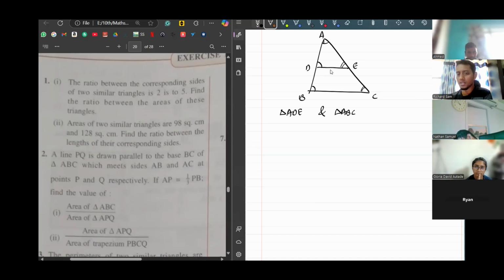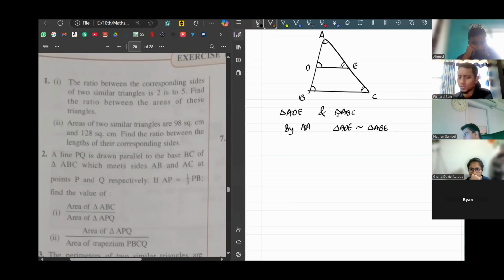D and B are corresponding. E and C are corresponding. All right. So by the AA postulate of similarity, these two triangles are similar. That is, triangle ADE is similar to triangle ABC.